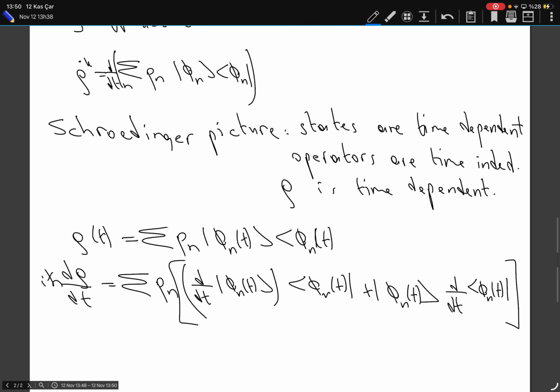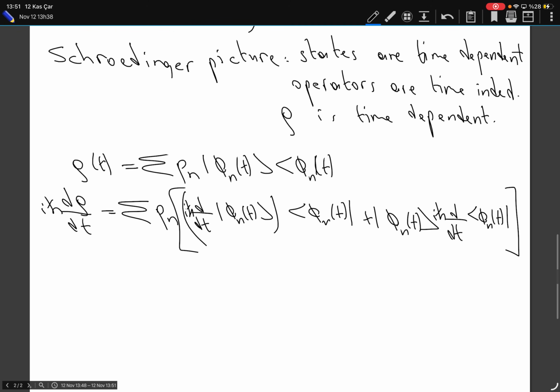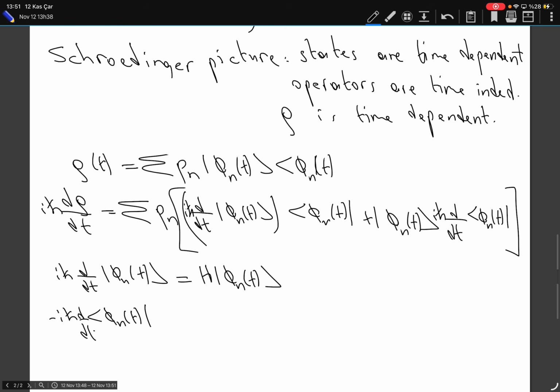Let me just multiply with i h bar also, because now I can use the Schrödinger equation. The Schrödinger equation tells me that i h bar del by del t of |phi_n(t)> is just H |phi_n(t)>, and also minus i h bar d by dt of <phi_n(t)| is equal to <phi_n(t)| times H.